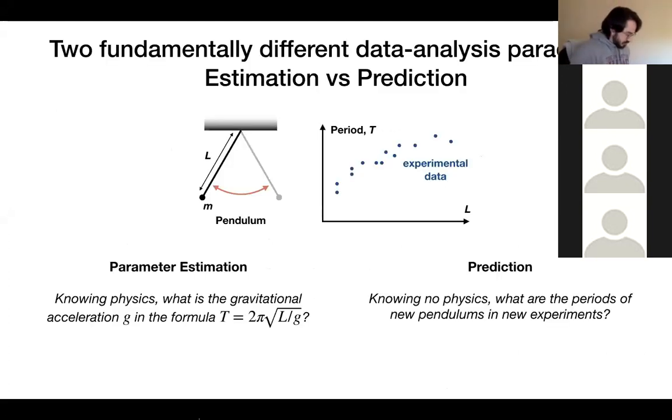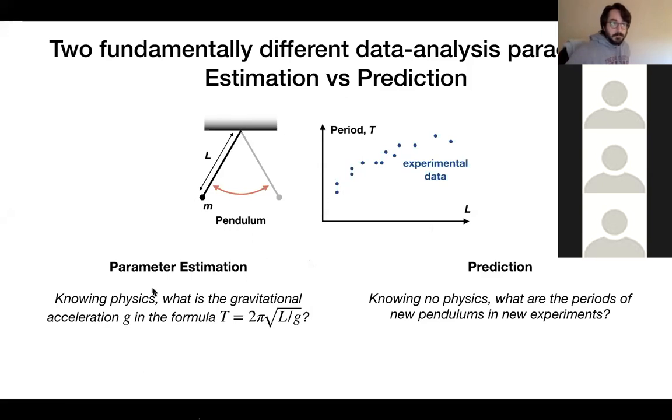The first part of this is about what is machine learning, and I would like to get everybody on the same page so we understand what we're talking about. So let's get started. There are two fundamentally different data analysis paradigms, estimation and prediction. Let's imagine you have a pendulum like this, and then you go and measure the period of this pendulum as a function of the length between the mass and the ceiling, and you get some experimental data.